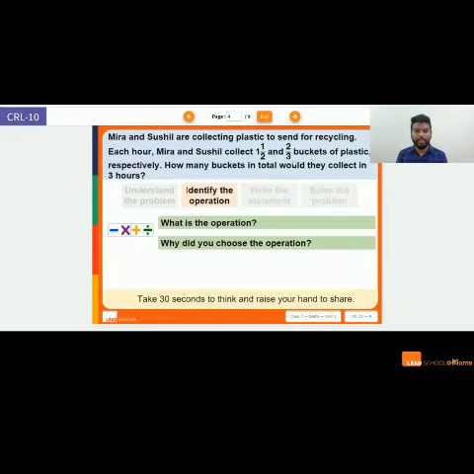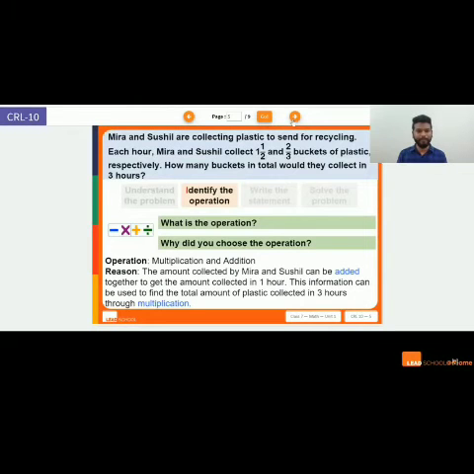When it says how much in total would they be collecting in 3 hours, then I know it has addition, and because they're doing it again and again for 3 hours, I'm thinking there is multiplication as well. Let us see. Bang on. Operation is multiplication and addition.